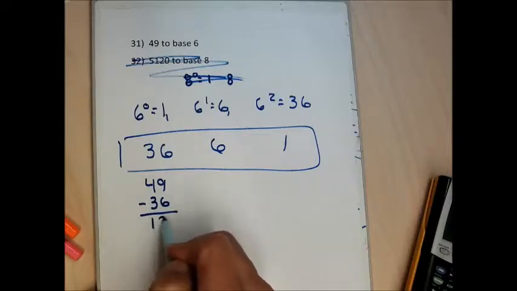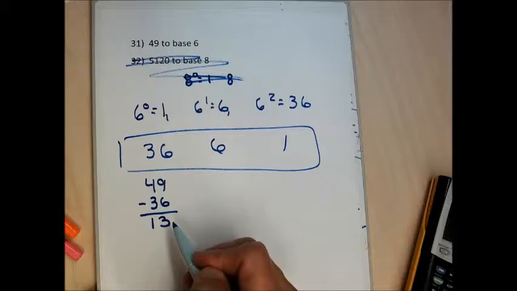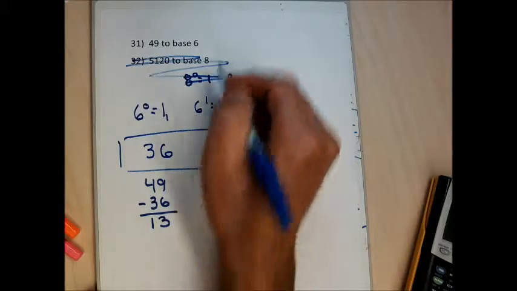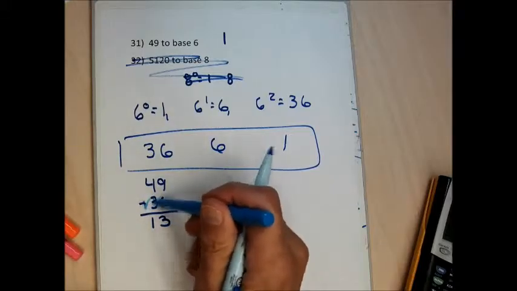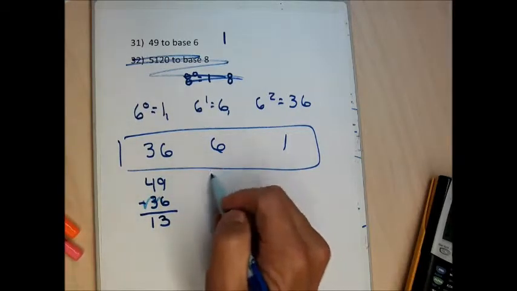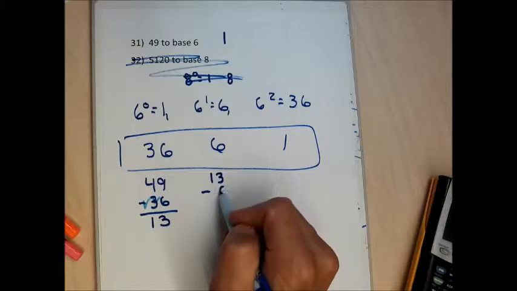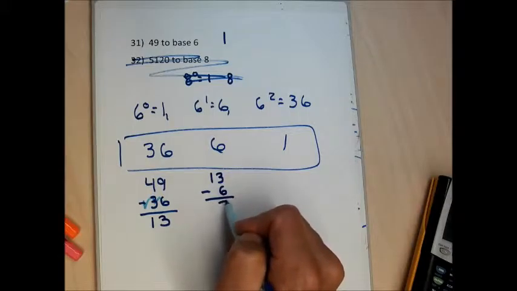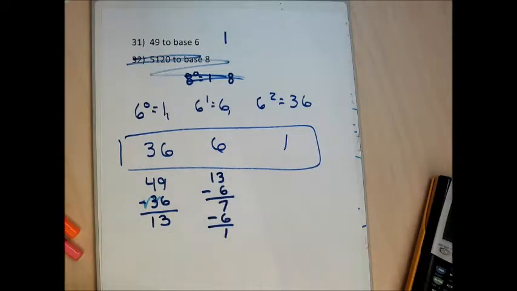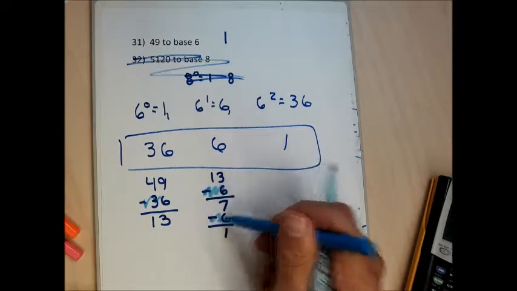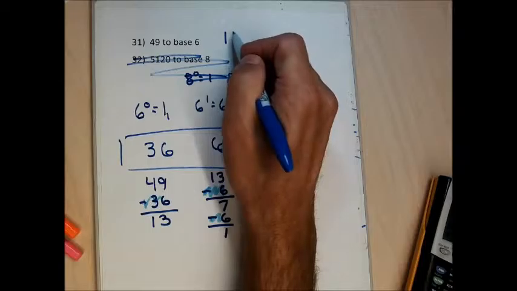49 minus 36 is 13. I can't subtract again without going negative. I get a 1 in my answer for the one time I could subtract. Carry over the 13 and start subtracting 6. 13 minus 6 is 7. 7 minus 6 is 1. Done subtracting 6 because I'm less than 6. The next number in my answer is 2.